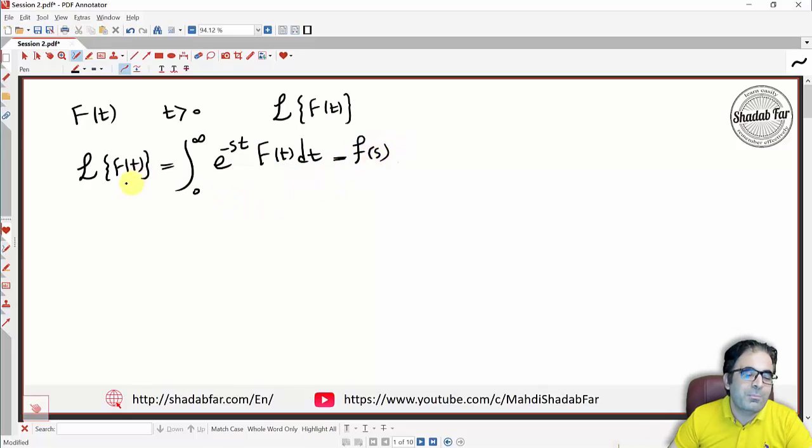That is, at the beginning, the function was a function of time. The variable was t, time. But here we change the variable. We change it to s. s is the new variable, which of course belongs to R.